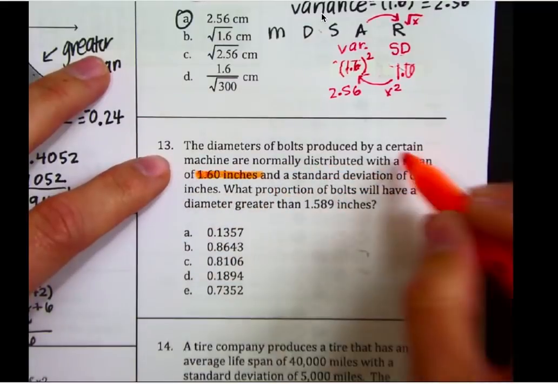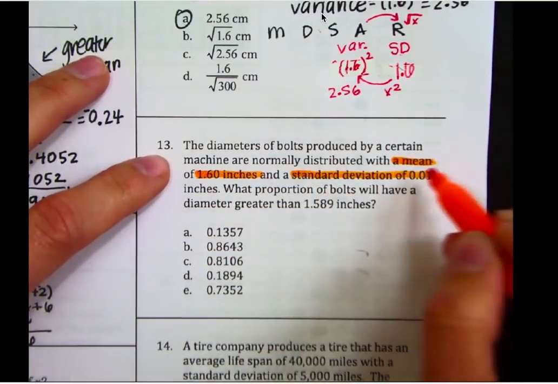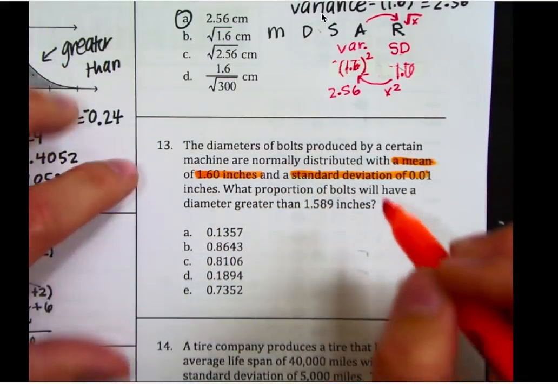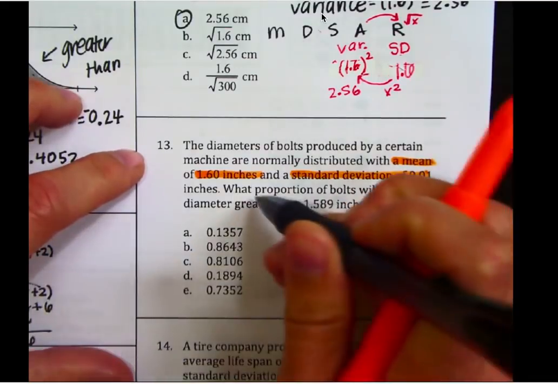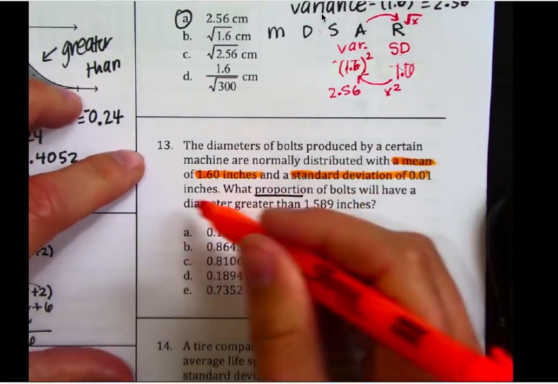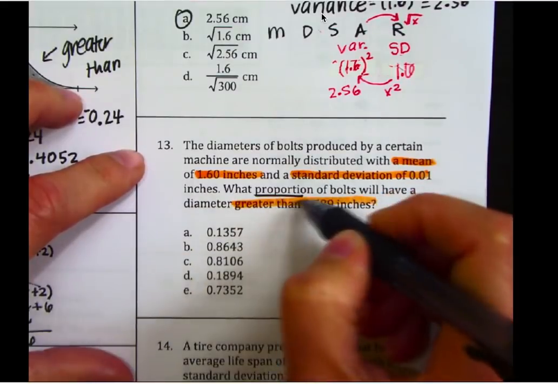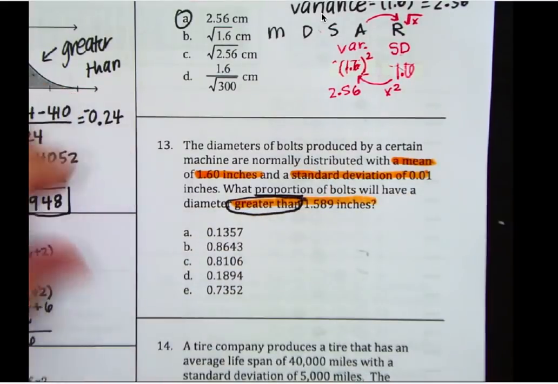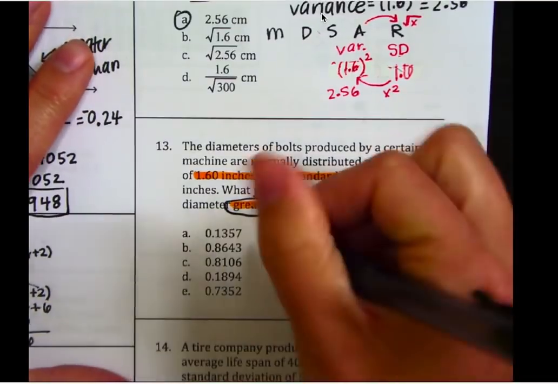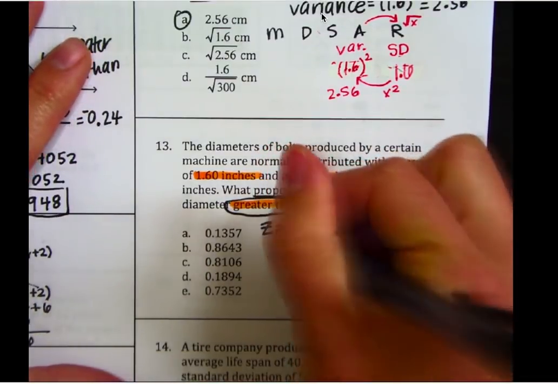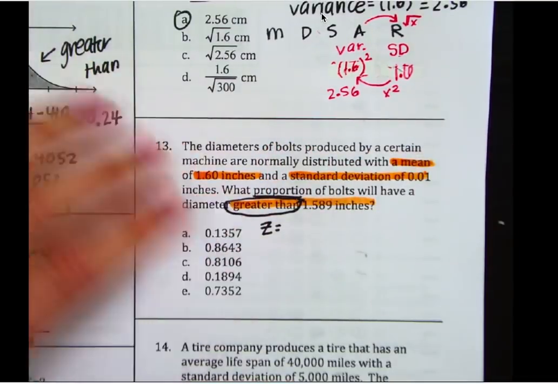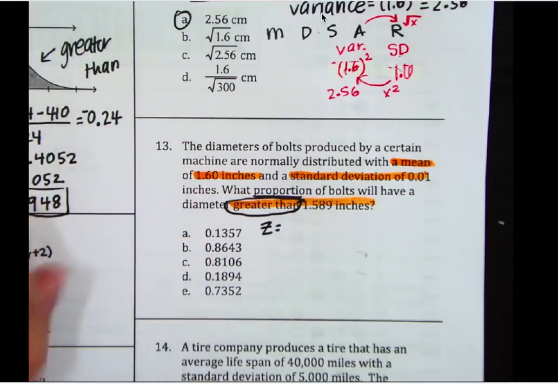Okay, number 13. The diameters of bolts produced by a machine are normally distributed with a mean of 1.6 and a standard deviation of 0.01. They want to know what proportion of bolts will have a diameter greater than 1.589. So that's important, they want to know the greater than. All right, so here we go again. We're going to find that z-score so we can look up our proportions, our areas, from our table.